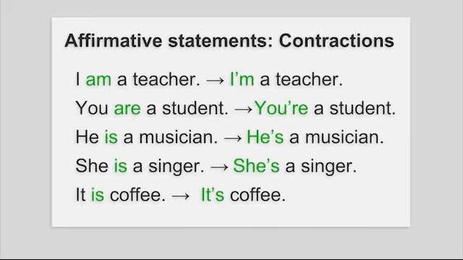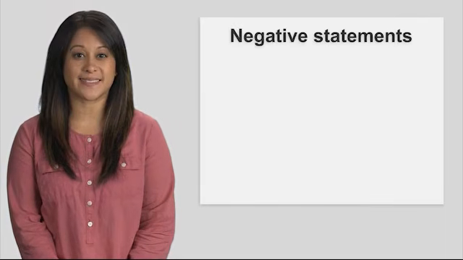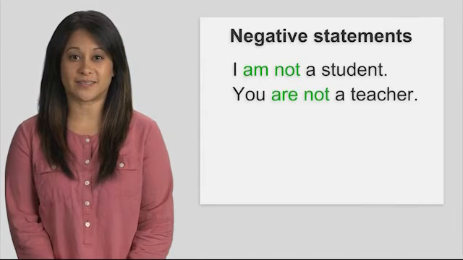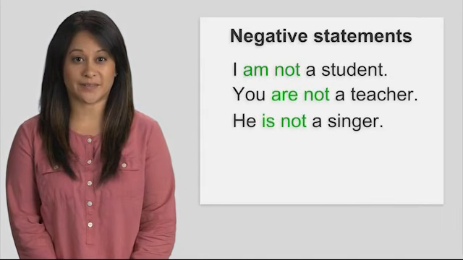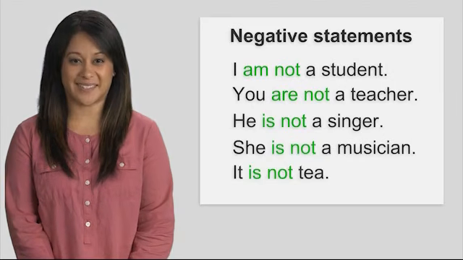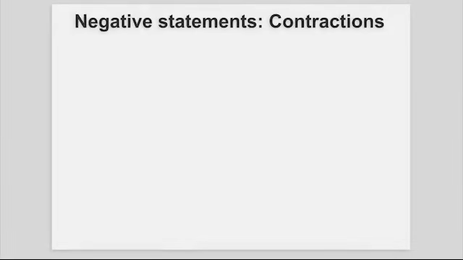These are affirmative statements or true statements. We use negative statements to say something is not true. For negative statements, use not. Look at these examples of negative statements. I am not a student. You are not a teacher. He is not a singer. She is not a musician. It is not tea. We often use negative contractions, especially when we speak.